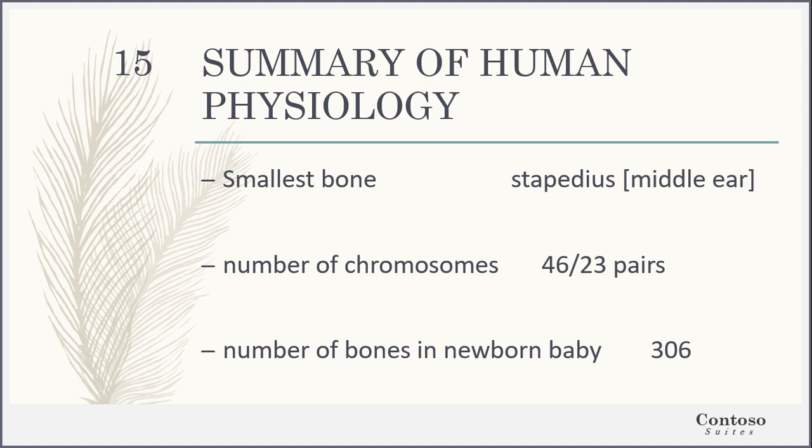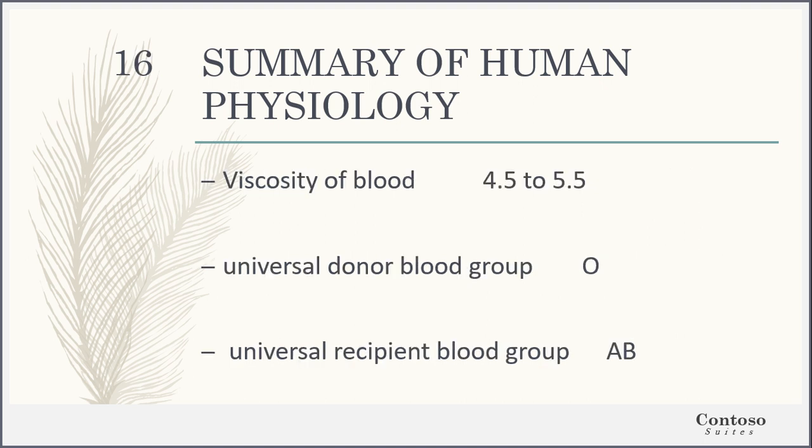However, the number of chromosomes may increase or decrease, but this is because of errors during the separation of the chromosomes during the process of meiosis, which is actually a cell division. Okay, the number of bones in a newborn baby is 306. The viscosity of blood is 4.5 to 5.5.